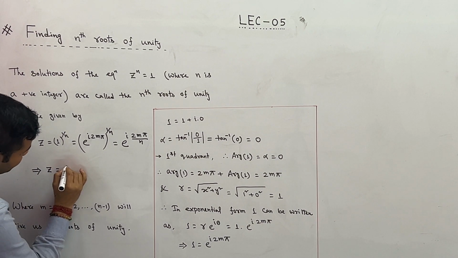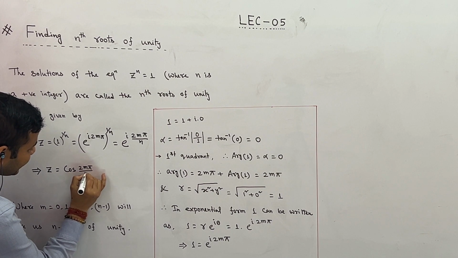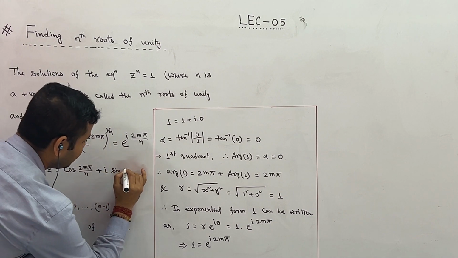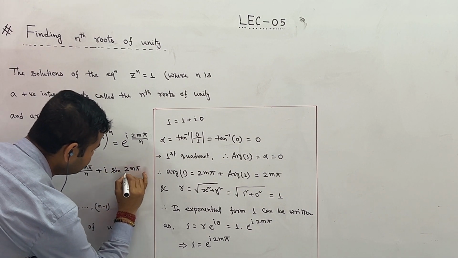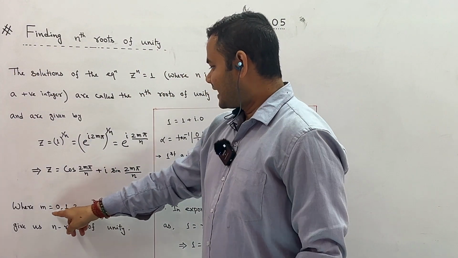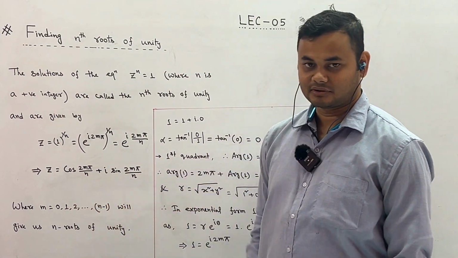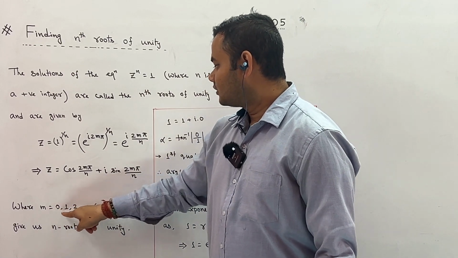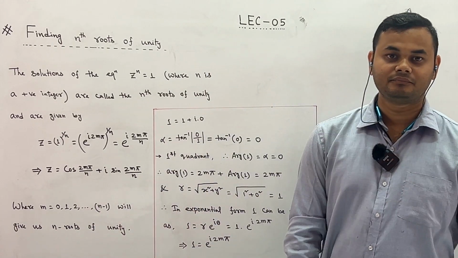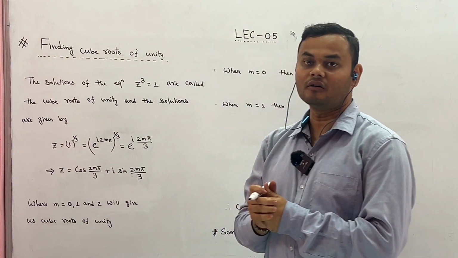is equal to cos twice m pi divided by n plus iota sin twice m pi divided by n, where m can take the values 0, 1, 2, up to n minus 1. So these values of m will give us the n roots of unity. Okay? Now the next topic is finding cube roots of unity.